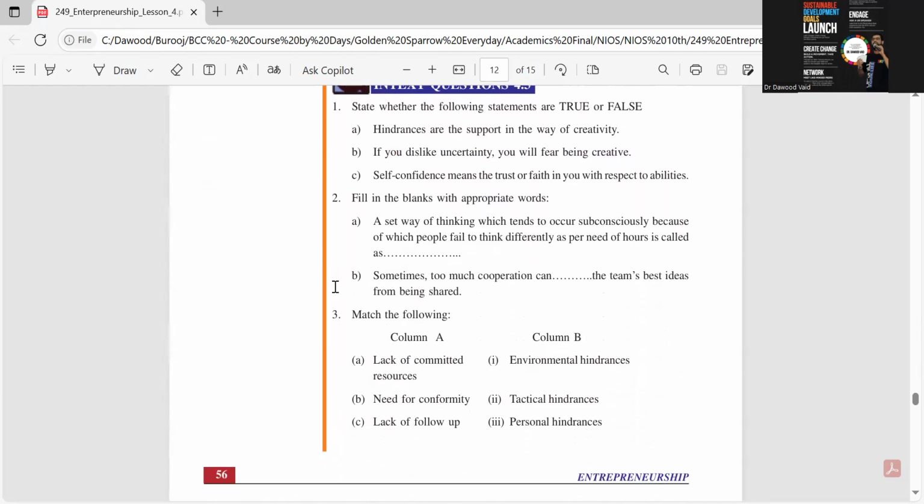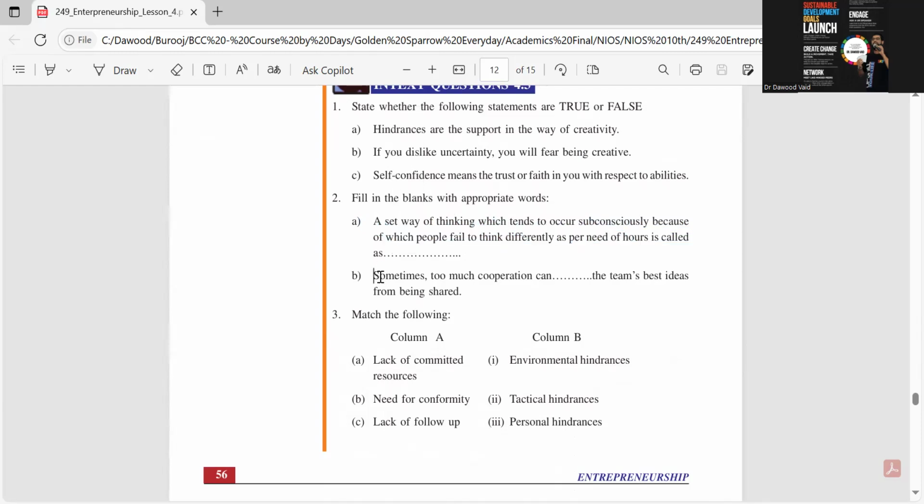Fill in the blanks. A set way of thinking which tends to occur subconsciously, because of which people fail to think differently as per the need of the hour, is called, oh my God, this is habits. It is just a habit, the way you have formed a habit. A lot of the time we don't grow because our habits say that. We've been told so often, you're dumb, you can't write well, you can't speak well. So it's just, the word is habit. It's too complicated a sentence.